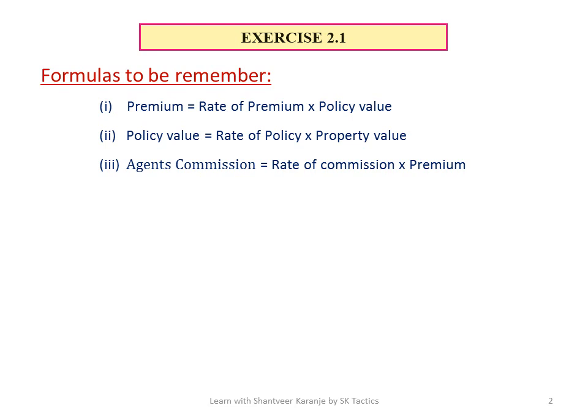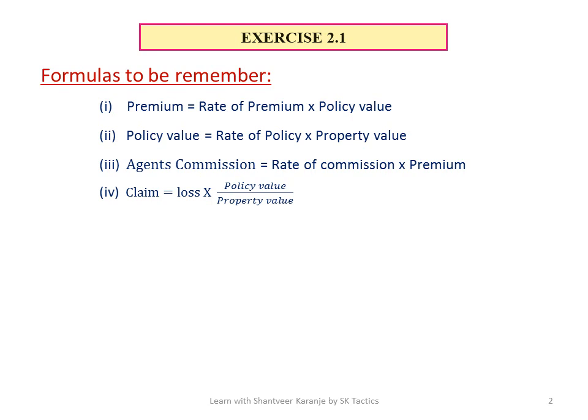These three formulae indicate to us on which value the rate is applied. To calculate premium, we need to apply rate of premium on policy value. For policy value, we need to apply the rate on property value, not on policy value. This is to be remembered here. And agent's commission is always calculated on premium, whichever rate is decided. The next formula is claim. Claim is equal to loss into policy value upon property value.